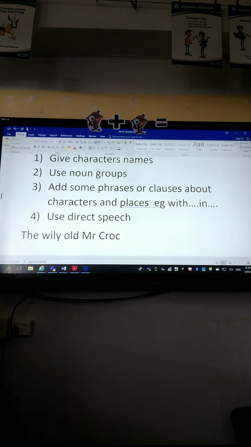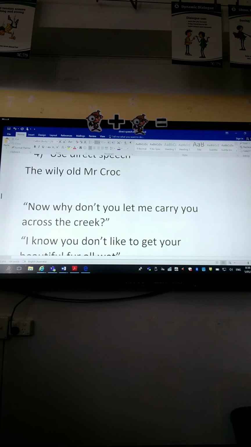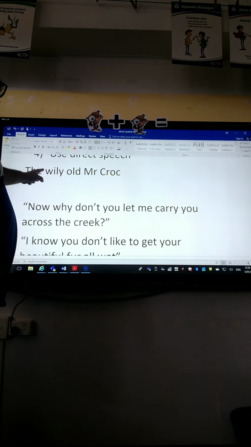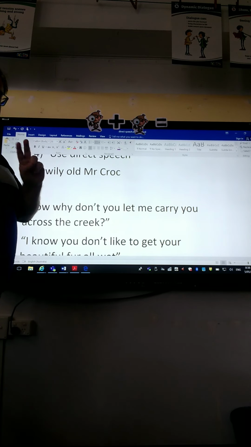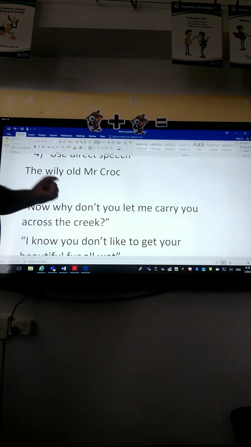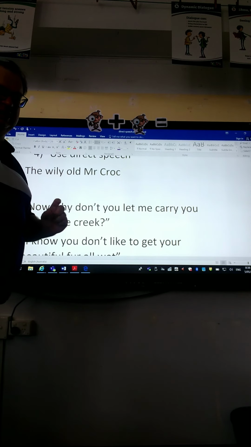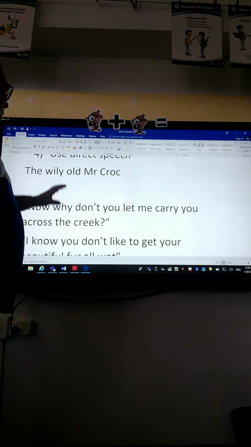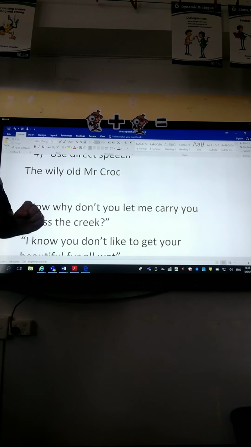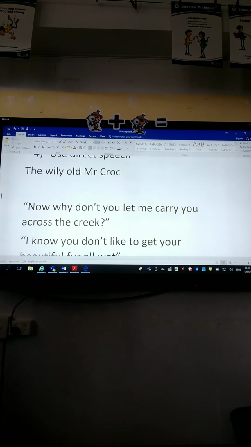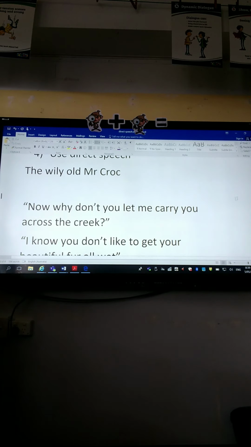Now, the name I'm going to come up with for the crocodile, I'm just going to call him Mr. Croc, and I'm going to use a noun group here, and I'm going to call him the wily old Mr. Croc. So that tells me 2 things about Mr. Croc. He's wily, which means he's sneaky, cunning, clever, and he's old as well. Okay, so straight away there, I know a bit more about Mr. Croc. Now, I'm going to add some direct speech.